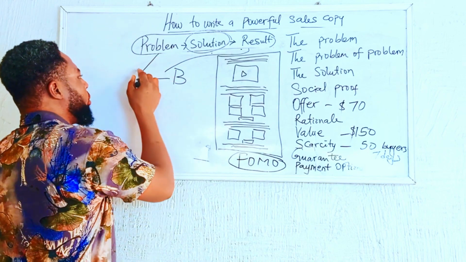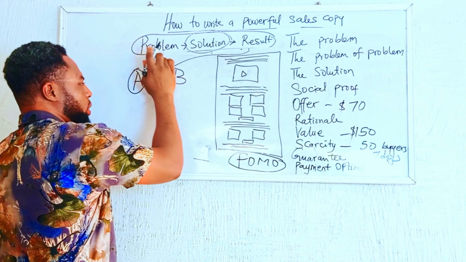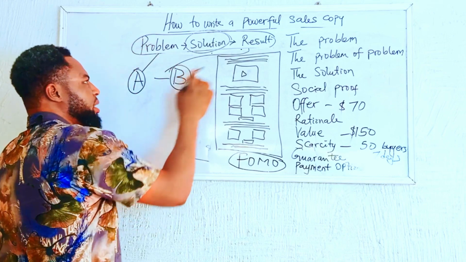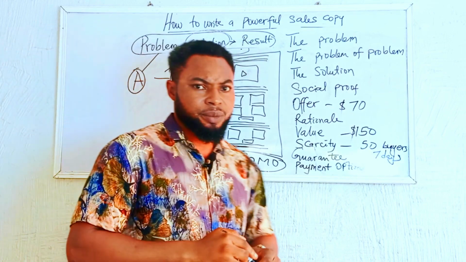How will your product move them from point A, which is their current problem or state, to point B, which is the result of a search?